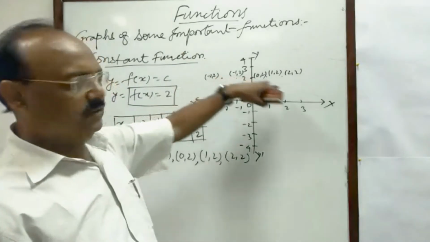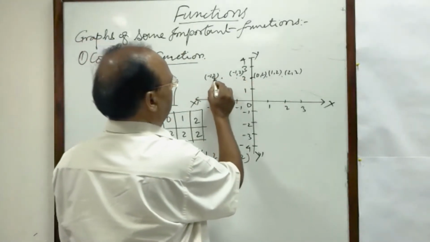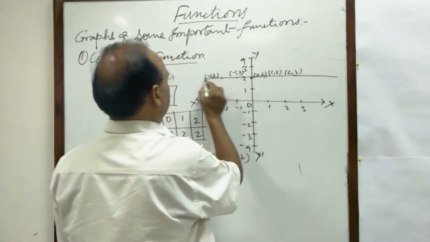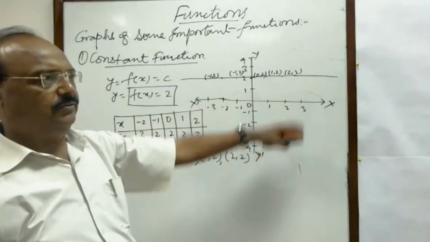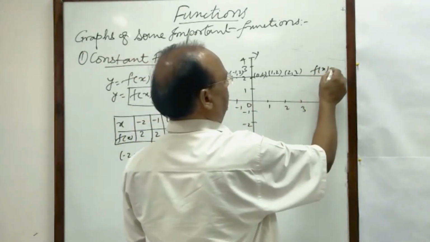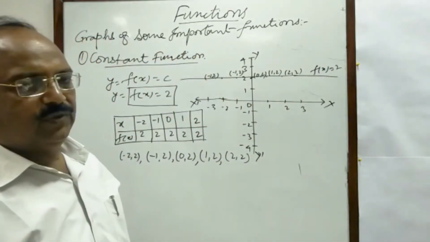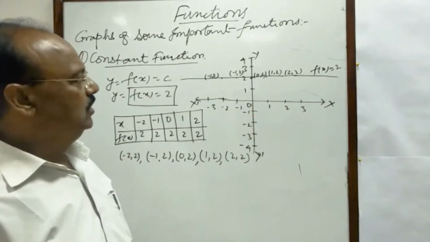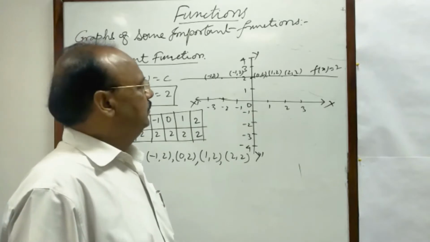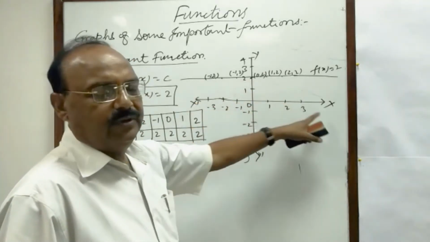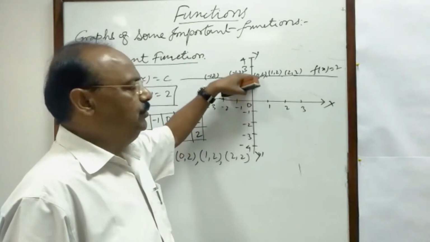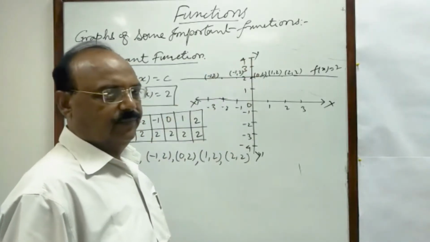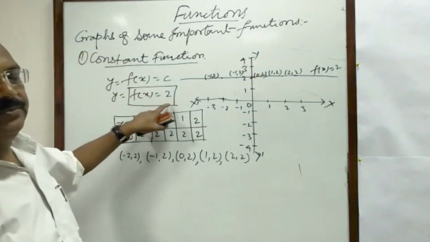So we will join all these points here, and you know we are getting a straight line like this. It can be extended in both directions like this. So this is the graph for f(x) = 2, which is a constant function. Accordingly we can draw different graphs for different constant functions. It is obvious that this graph is parallel to the x-axis at a distance of 2 from the origin along the positive side of the y-axis, since f(x) is equal to 2, and 2 is positive here.